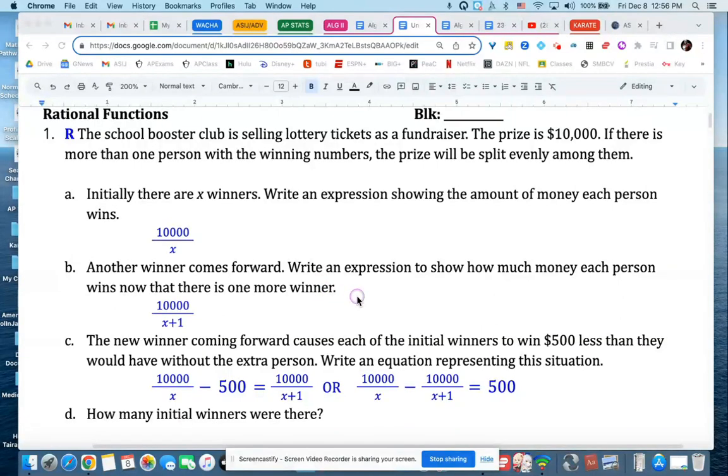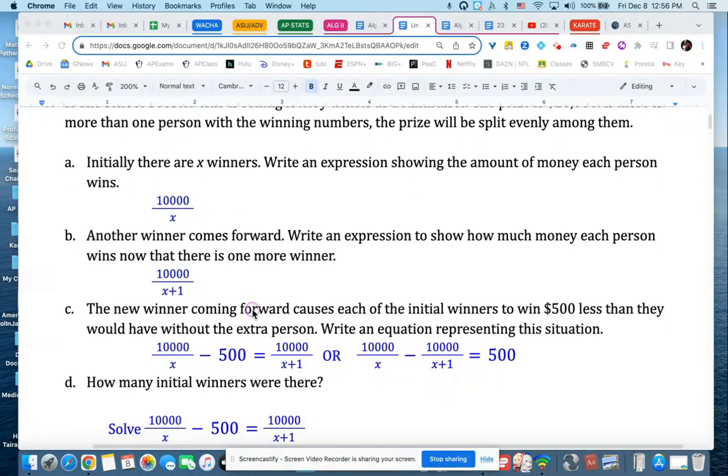Now it goes one step further and says, let's say that in the beginning we thought there were x winners, but then all of a sudden this extra person came along and said, hey, I won too. So we thought we had the money divvied up, and this would be the amount that each person got. But then an extra person came along. So however many people we had before that won, we're going to have to add one more to that. Then we have to split up the $10,000 among all those people who we thought won before, plus the extra person. So this is our new expression: the previous winners, plus one more person.